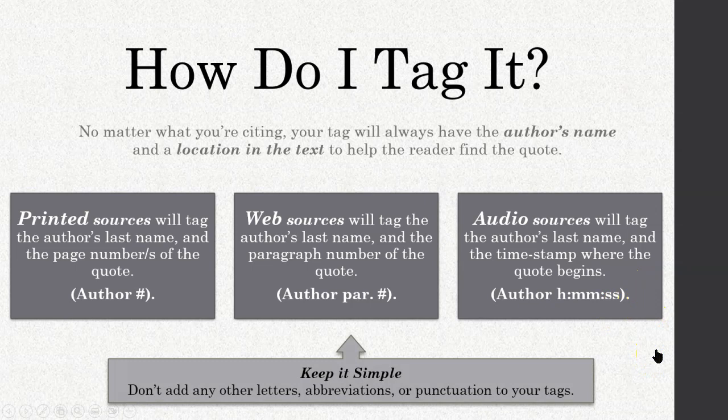Try and keep it simple. We don't want to add extra letters, extra abbreviations. We don't want to state the title of the source. We don't want extra types of punctuation like commas. So keep it very simple. Author's last name, number, space. Maybe you need to abbreviate the paragraph, something like that.